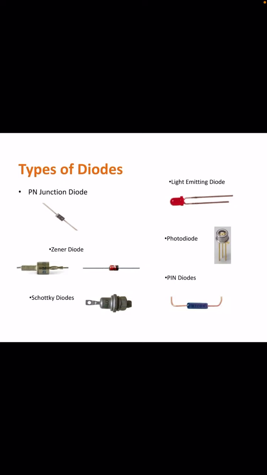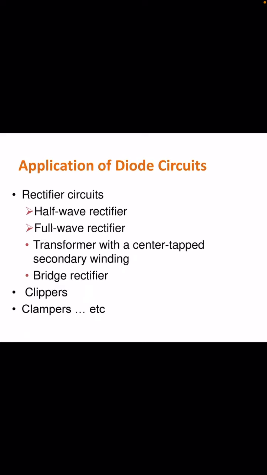There are different kinds of diodes like PN junction diode, LED light emitting diode, photodiode, Zener diode, PIN diode and Schottky diode, having different kinds of applications. We will discuss them later. And these are the applications in half wave rectifier, full wave rectifier, bridge rectifier, clippers, clampers, etc. So that's all, and we'll continue in the next lecture.